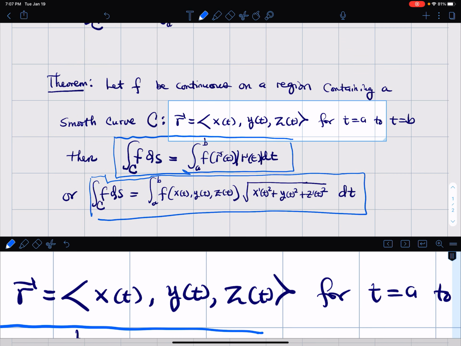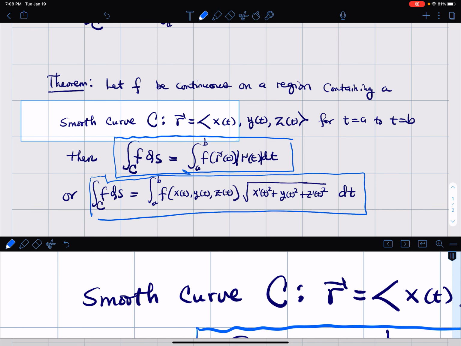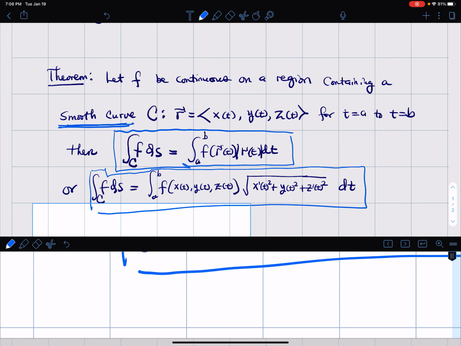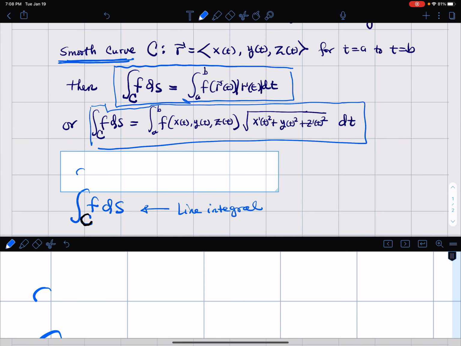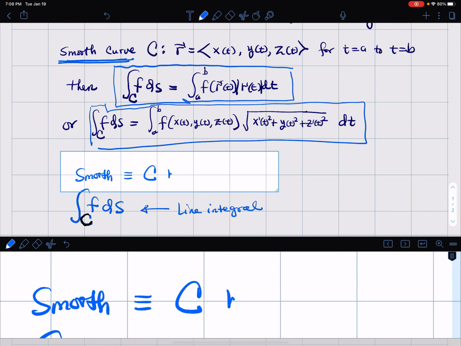All right, there's another thing I want to point out: a smooth curve. What is smooth? Smooth here means that there is no edge. It means C has no edge. The curve C has no edges.